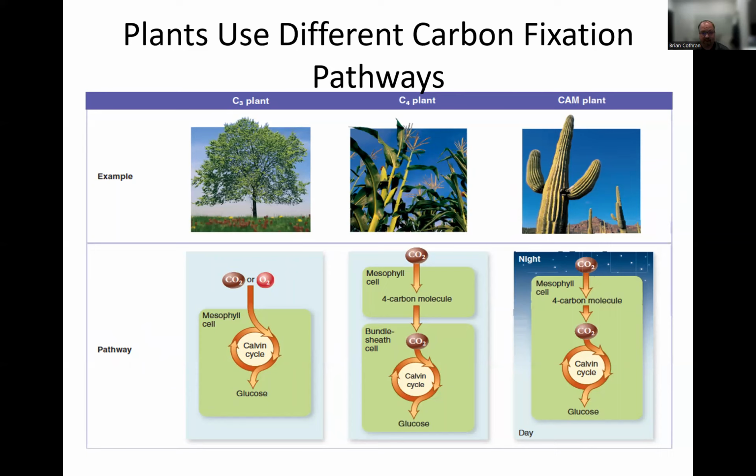And then your CAM plants, still in the mesophyll cells, do their conversion at night. You see this cactus here, and cactus is notorious for storing water because they live in a desert, so they have to conserve water. This is part of their water conservation methods. They actually make food at night.